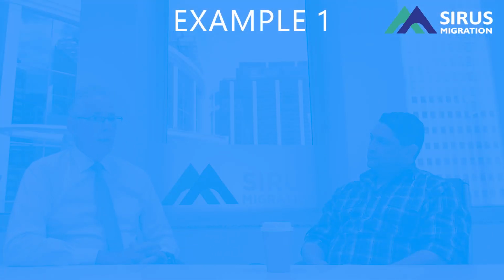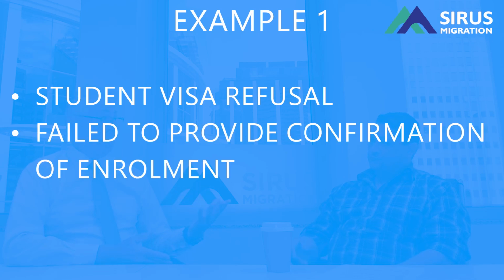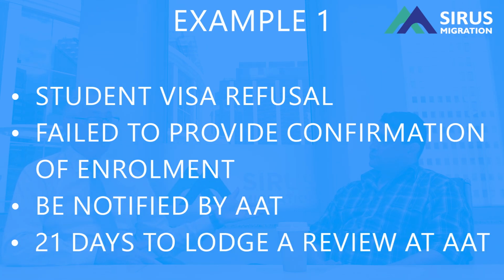Yep. So for example, with a visa refusal, let's say a student had a visa refused because he failed to provide a confirmation of enrolment at the time of application. Then he will be notified by immigration that the visa has been refused. Perhaps he might get a natural justice letter before that to provide some comments. But if the visa is then refused, he has 21 days to lodge a review application at the tribunal. So it's quite important to keep to those days. It's a statutory time frame, and if it's lodged past that time frame, then the decision will be out of jurisdiction, and there's no review for that decision.